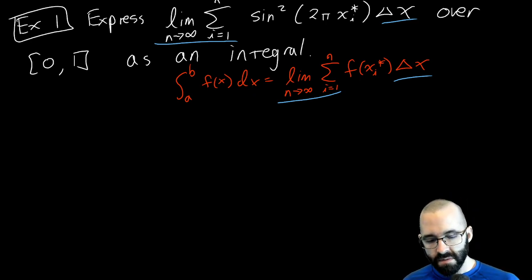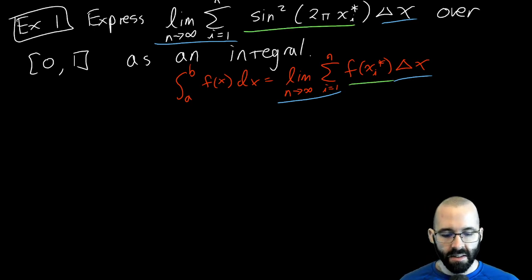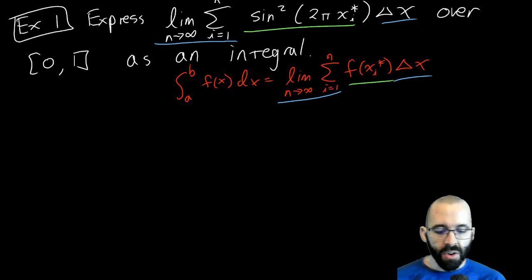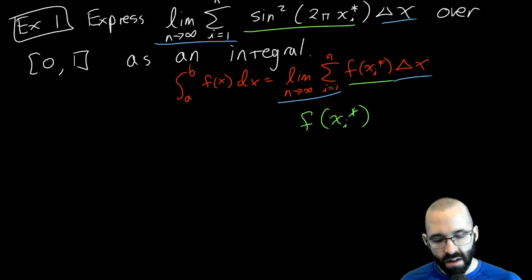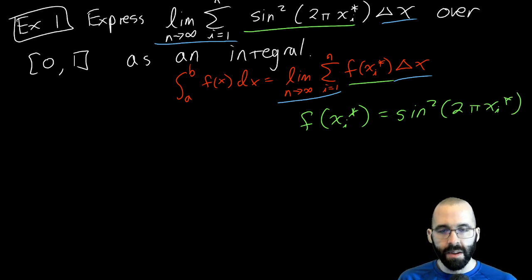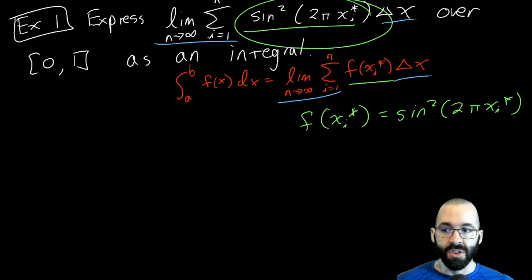All right. So here's what's different. These green things look a little different. So how can we correlate them? f of x sub i star is sine squared of 2 pi x sub i star. Right? The green things are going to be the same because it's a definite integral. All the blue stuff is identical, and in fact, the green stuff is the same. Just here it's with function notation, and here it tells you what it actually equals.